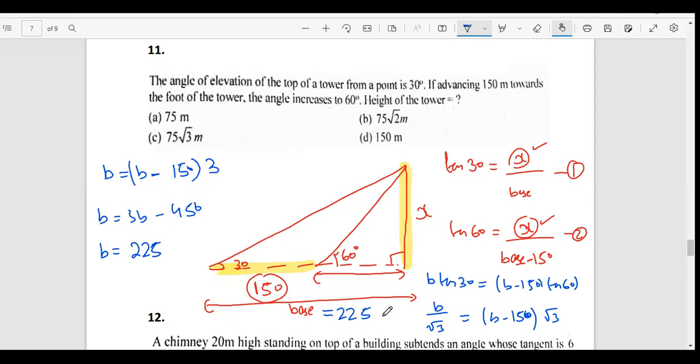Okay, base is 225. This entire base is 225. You need to find x. So now it's very simple. I can use tan 30 directly. ठीक है? Tan 30 would be equal to x by base. या I can directly use this formula जो कि मैंने पहले भी लिखा था. I can use this one directly.